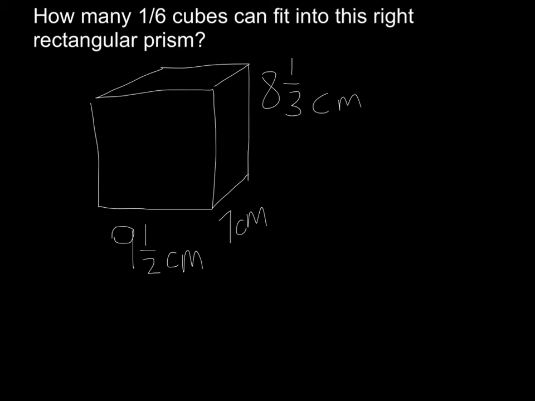This last one: how many 1/6 cubes can fit into this right rectangular prism? The 1/6 cubes, if they're 1/6 of a centimeter, I left that part out, so 1/6 centimeter cubes. So if it's 1/6 centimeter cubes, then that means for every 1 centimeter, I get 6 of these cubes. So let's go ahead, before we do anything else, convert these measurements over to this 1/6 cube.